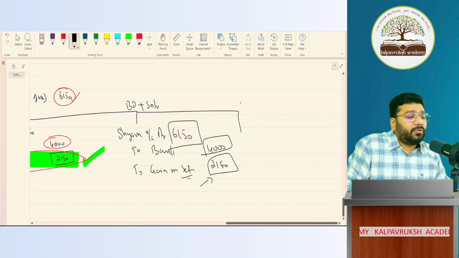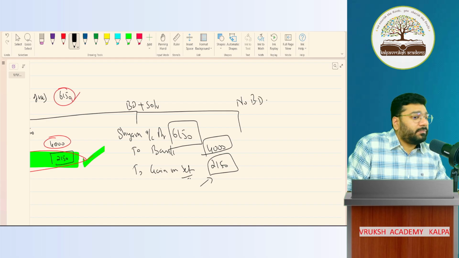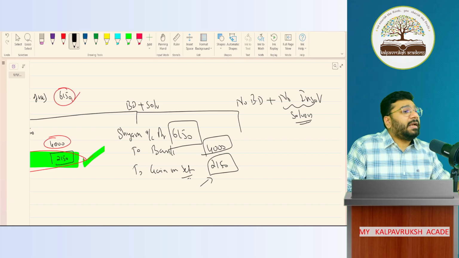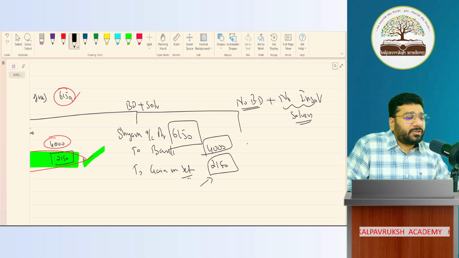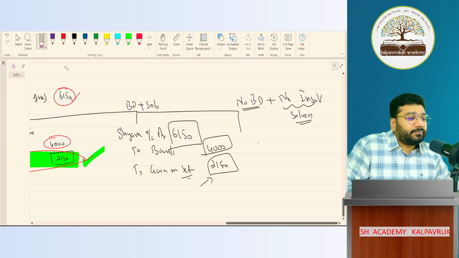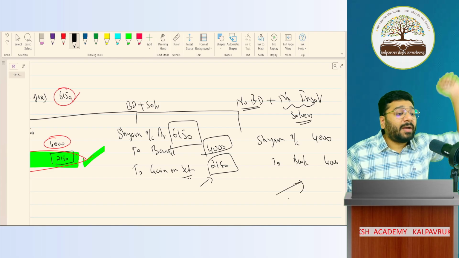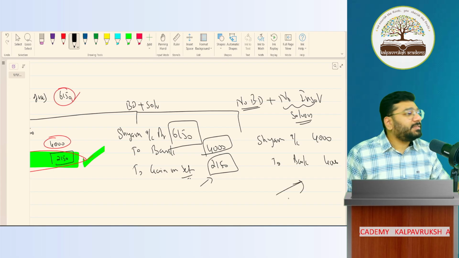Now here, third scenario. What is it? No bad debt plus no insolvency. That means he is solvent. Then what entry will come? There is no bad debt. So whatever money received, what entry for that? Sorry, paid, no? Part payment entry will come. Shyam account debit 4,000. To bank will come how much? 4,000 rupees. Part payment. So what is the balance in Shyam's account? 2,150 still is the balance that will be paid at a later date.